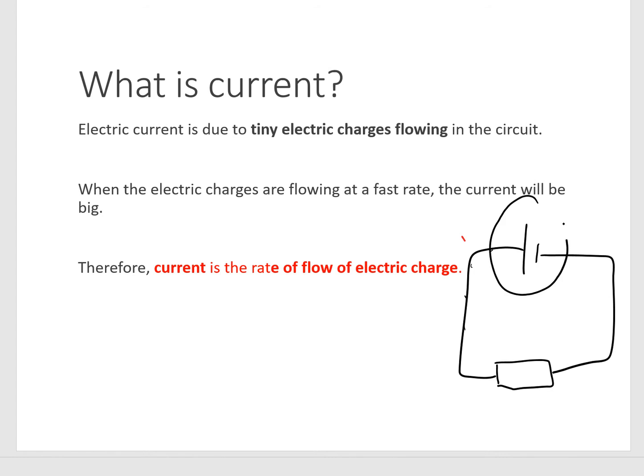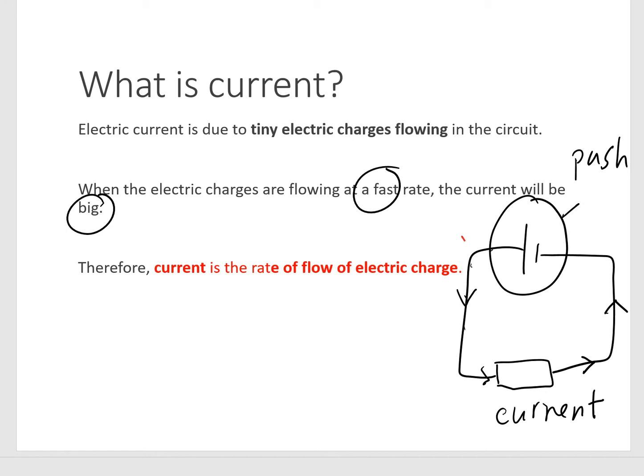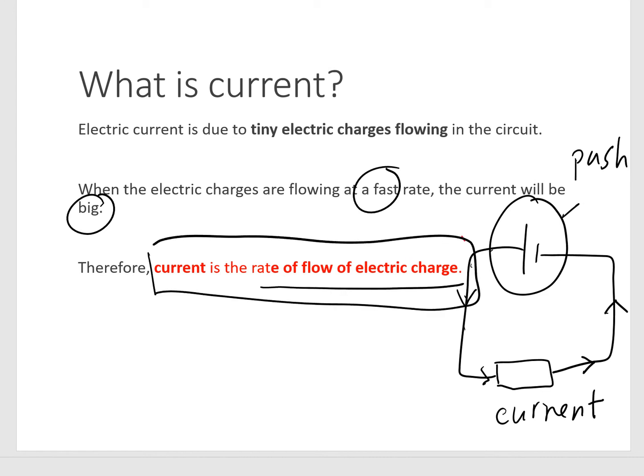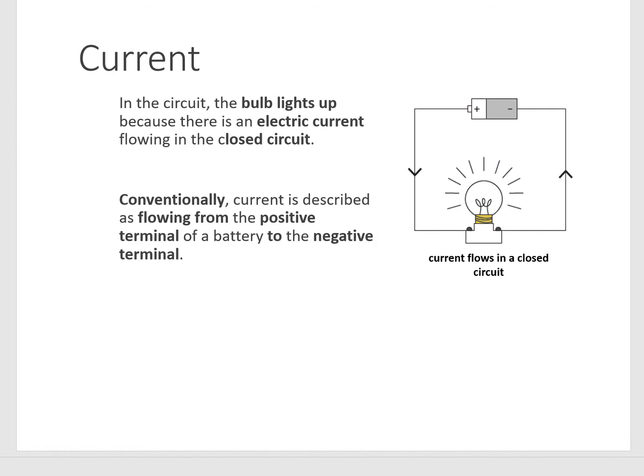But once you connect an electrical cell or a battery to it, this one provides a push. And what does it push? It will push the charges to start flowing around. So when the tiny charges start to flow around, we say that a current is flowing. If the current flows very fast, we say that it is a big current. If the electrical charges flow slower, we say that it's a small current. Do note the definition for current, the rate of flow of charges. That means how fast it flows.